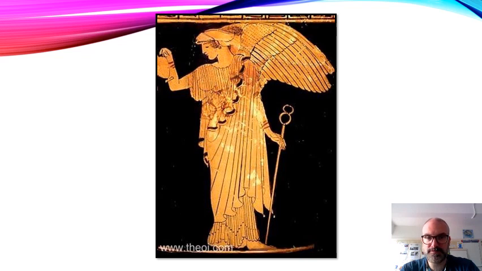So, who have we got here? It's a tricky one. This is Iris. This is an almost sort of personal messenger god of Zeus himself. So a much more minor deity, and often just used to deliver Zeus's messages rather than the messages of other gods.